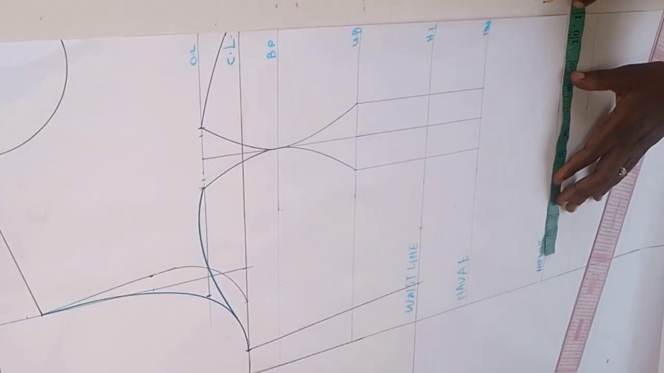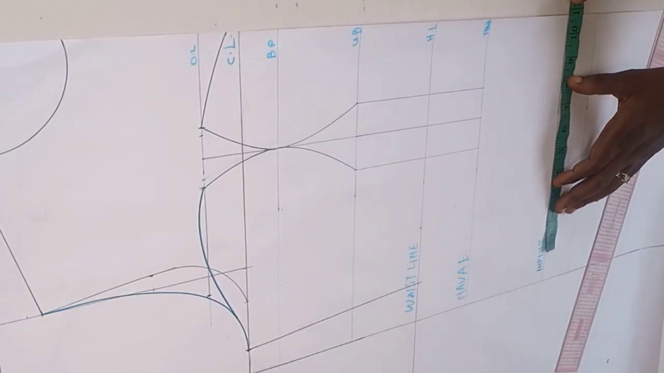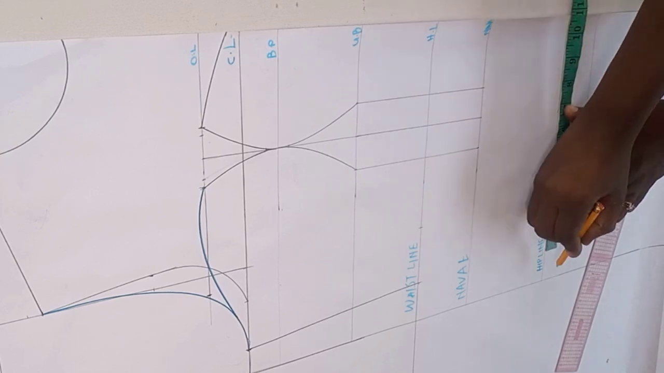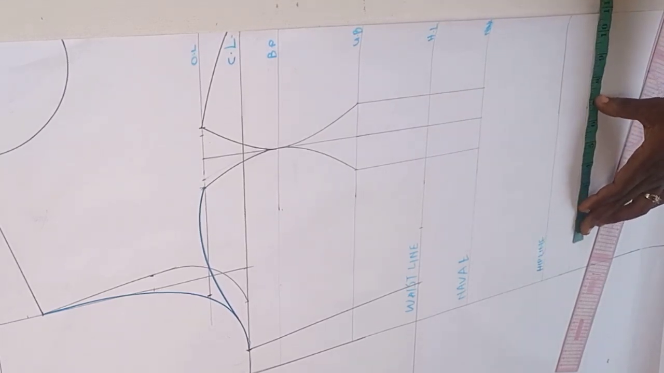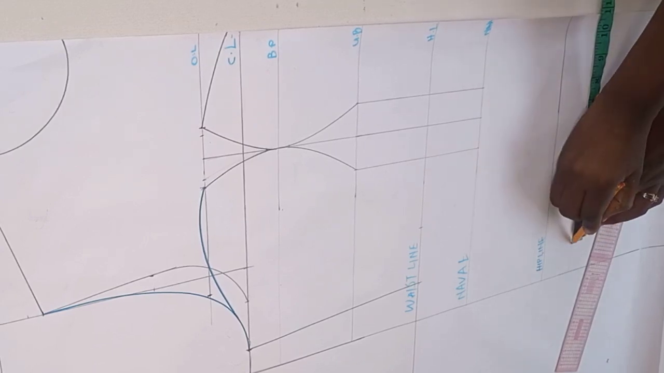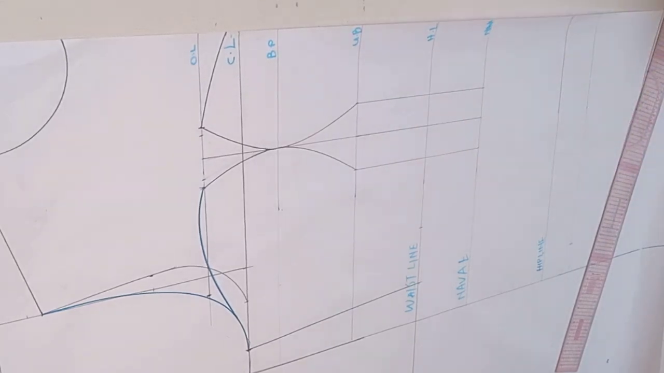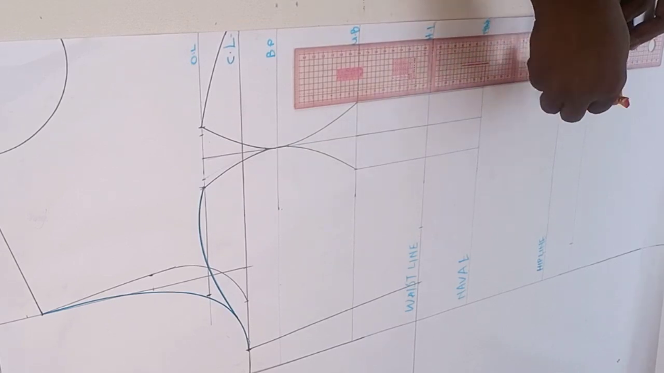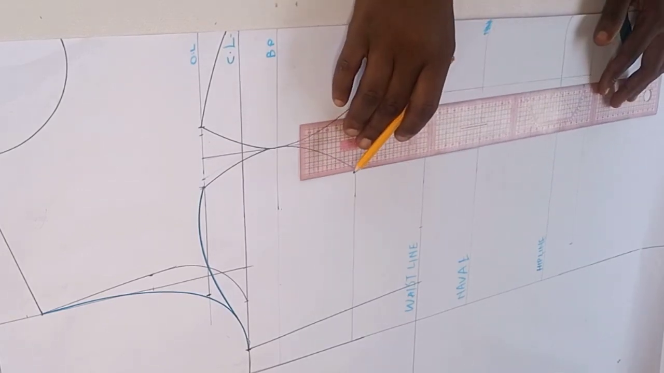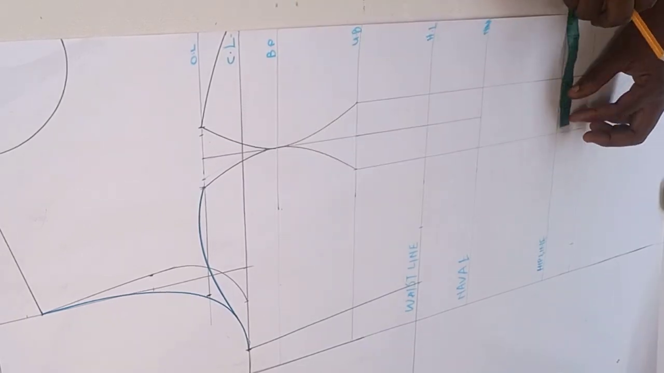Now on my hip line, I went ahead to take my hip measurement divided by 4, and then I marked it at that point. And then I'll also go ahead to mark the same measurement I was taking on the hip line on the 2 inches line below the hip line. So I've done that.